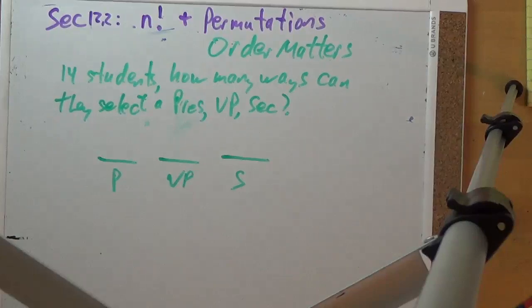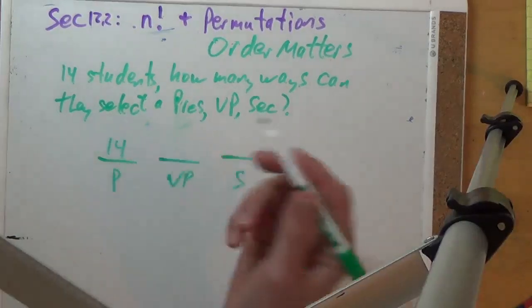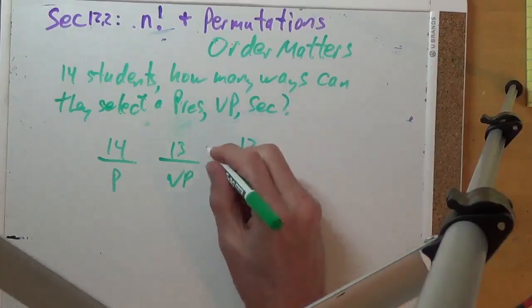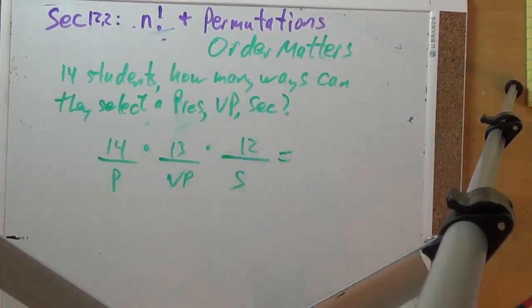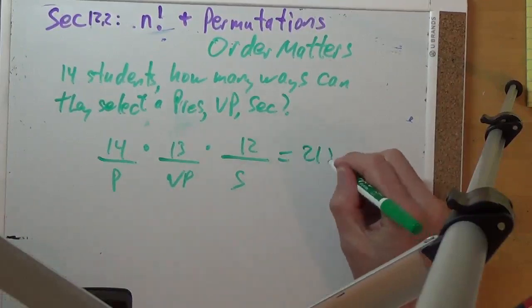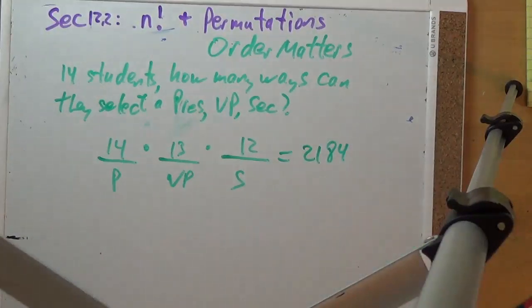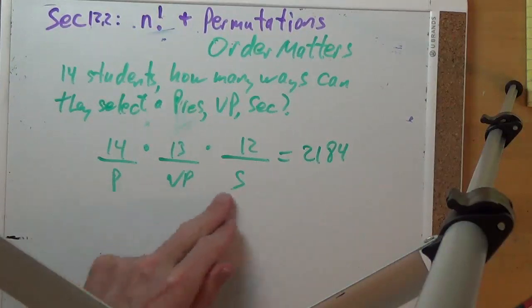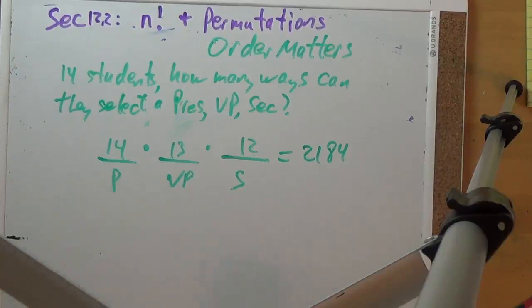Well, with the 14 students, there's 14 choices here, 13 for VP, 12 here. Yes, this looks suspiciously like the counting principle without replacement, because it really is. It's another way to look at it. 2184. Now I'm going to show you another button on your calculator to do permutations without having to do this, although I tend to favor this because it analyzes the problem for me.